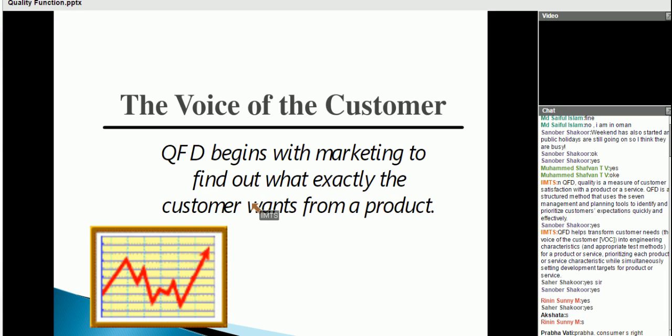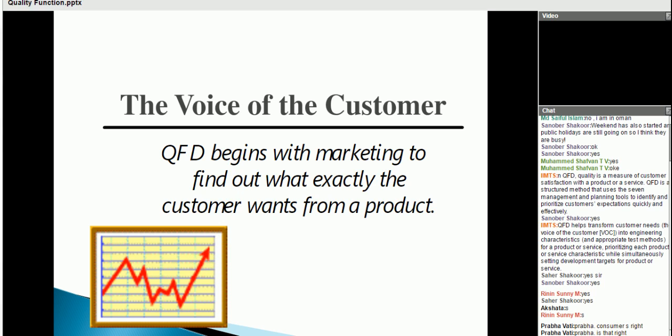See, QFD begins with marketing to find out what exactly the customers want from a product, right? So before making the full chart, they try to find out what exactly the customer wants. Yes, Prabha, you are right. Or what all things the customer is expecting from the product, right? And then they try to include all those things as far as possible in that product.